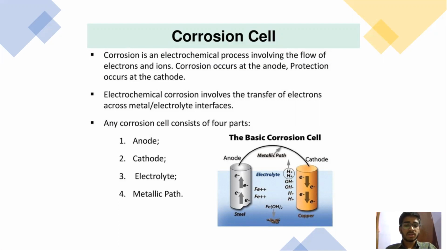Any corrosion cell consists of four parts. One is the anode, the second is the cathode, then the electrolyte, and the metallic path. Here we can see the diagram, which is the anode and this is the cathode. The metallic path is used to transfer electrons from anode to cathode. Here we have to add an electrolyte.